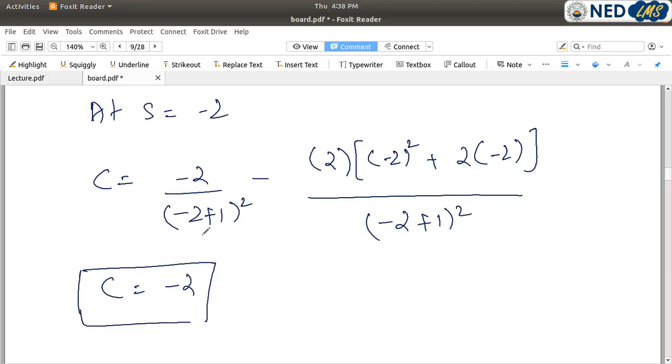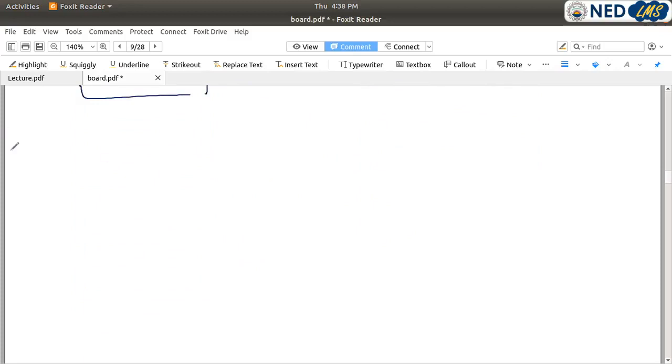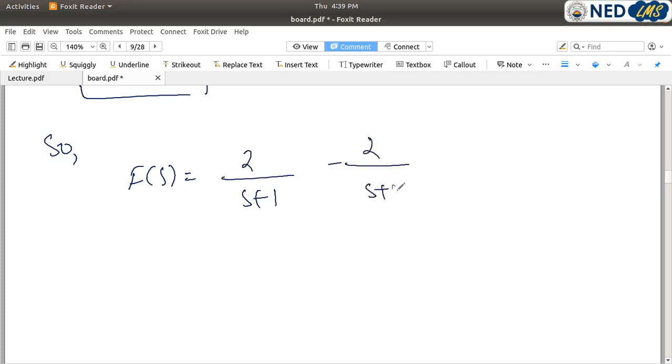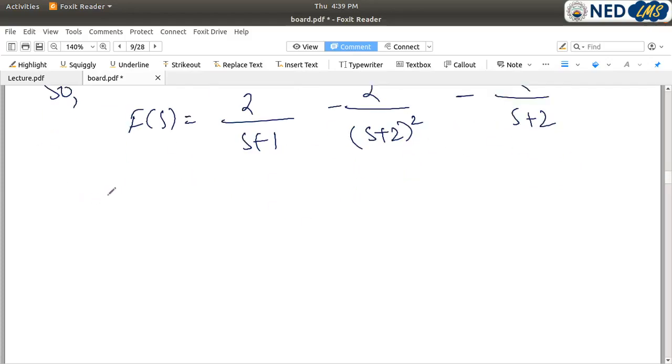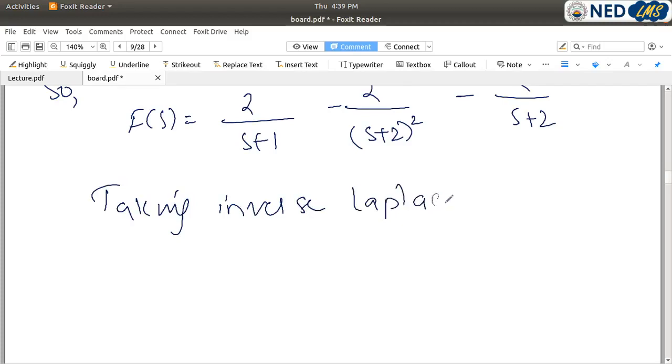Now, so the partial fractions will become f of s is equals to 2 over s plus 1 minus 2 over s plus 2 whole square minus 2 over s plus 2. Now, taking Laplace transform on both sides of this equation, taking inverse Laplace transform.